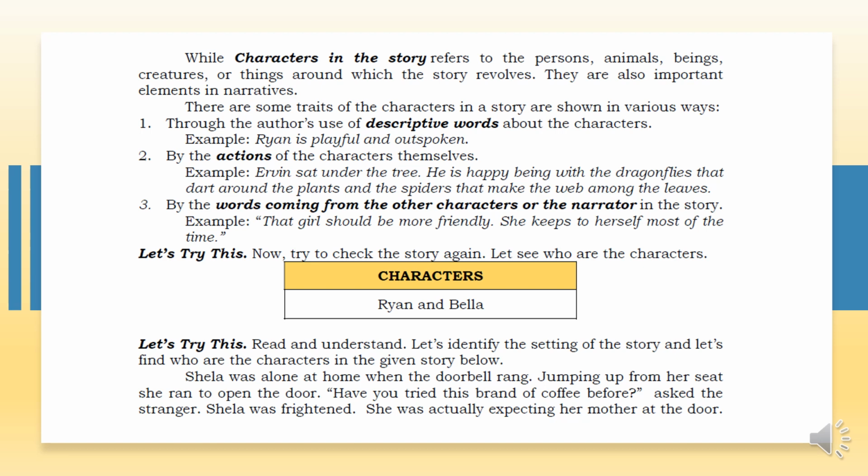Okay, so number 3, by the words coming from the other characters or the narrator in the story. For example, that girl should be more friendly. She keeps to herself most of the time. Okay. Now let's try this. Try to check the story again. Let's see who are the characters.